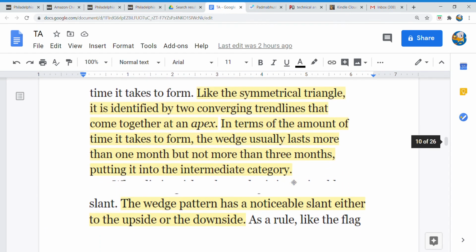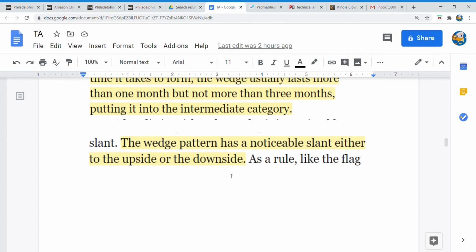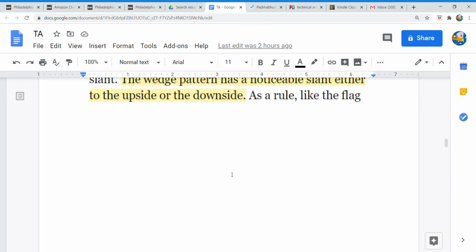The wedge formation. Like the symmetrical triangle, it is identified by two converging trend lines that come together at an apex. In terms of the amount of time it takes to form, the wedge usually lasts more than 1 month, but not more than 3 months, putting it into an intermediate category. The wedge pattern has a noticeable slant, either upside or downside.